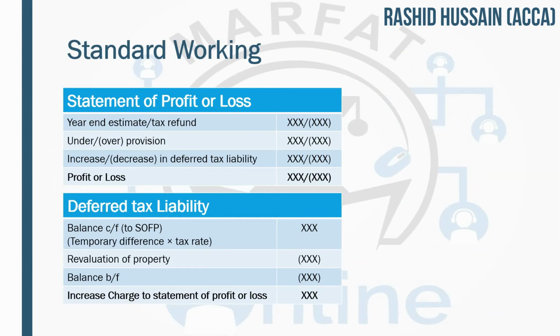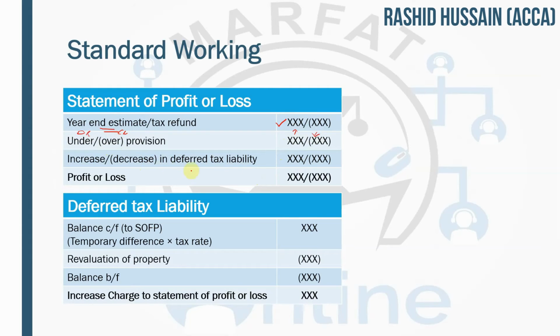Now we are talking about the most important thing, which is the standard working. So how you are going to record the figures in the statement of profit or loss and in the statement of financial position. This is the most important thing that we are going to discuss now. So you are going to take the year-end estimate, which is the current tax provision. Usually this will be given in the exam. Under provision will be the debit balance. Over provision will be the credit balance. So under provision will increase the current year tax charge. Over provision will decrease the current year tax charge.